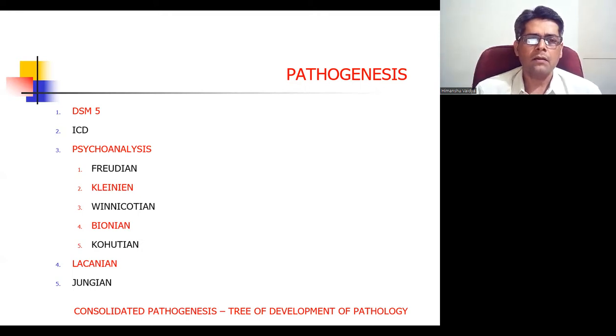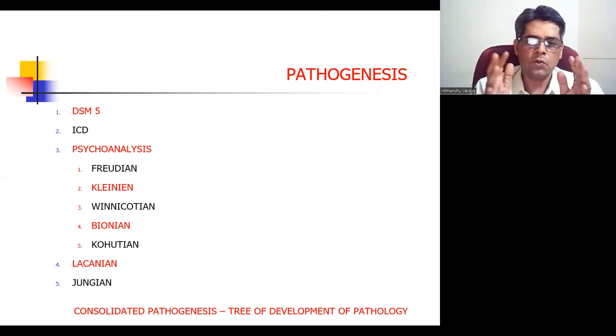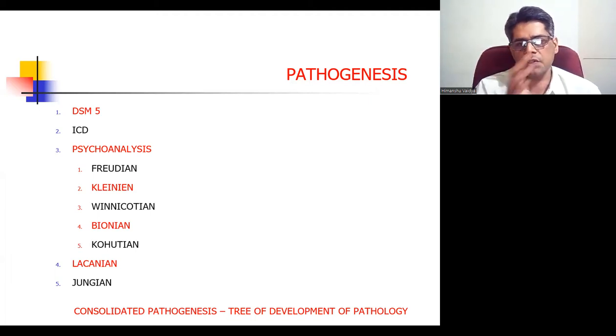Obviously, for some group of patients, one particular school is true, or in some patients, more than one school also can be true. So when we do pathogenesis, we have to bring together knowledge of as many schools as possible so that we are able to do a consolidated pathogenesis and draw a tree of development of pathology. How are they related? Take for example, a client talks about the phenomena of split, of paranoid, schizoid position and the depressive position in the 0 to 2 years.